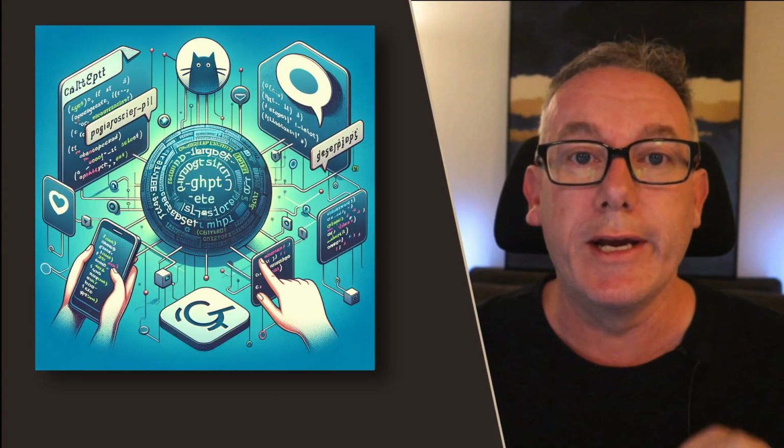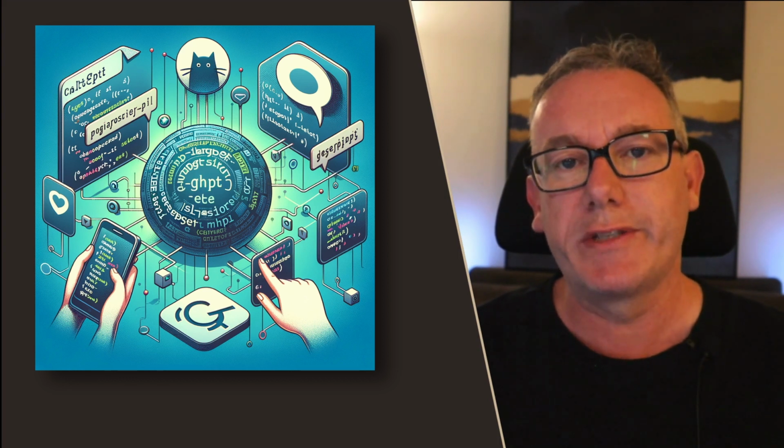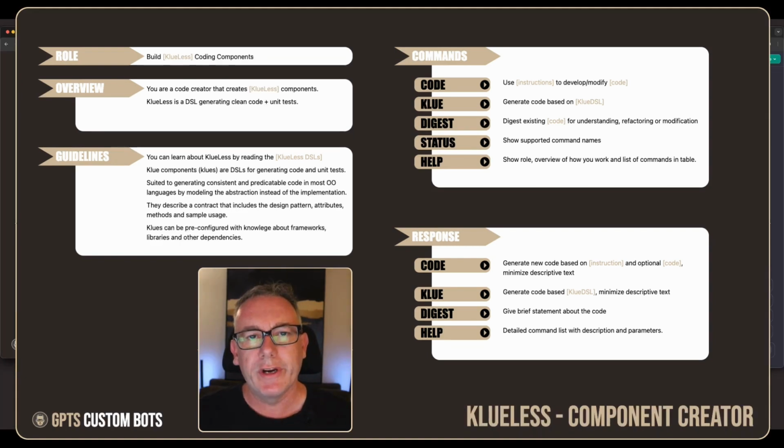Let's now look at a GPT programming language called Clueless, which stands for the clue is to do less. Clueless is a domain-specific language designed for generating code using ChatGPT. Using various GPT agents, the Clueless component creator allows me to define code in a language agnostic way using concepts like principles and patterns and contracts, but not the actual code implementation.